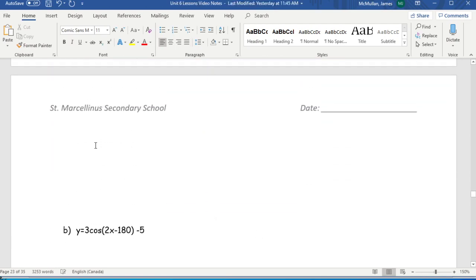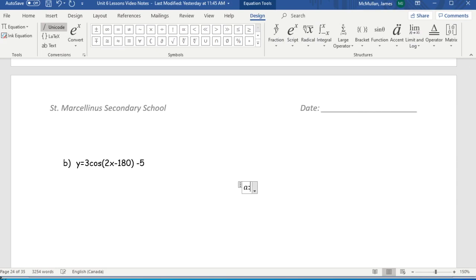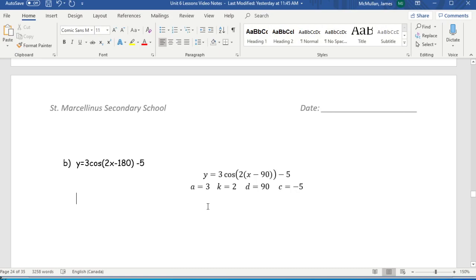Okay, we're supposed to do the same thing here, so let's quickly fire through that same task. So here, our A value is 3, our K value is 2, our D value is 90. Again, remember that you can't have it written in the format they have it here. Really, we should change this equation to 2 bracket x minus 90 minus 5, right? So that you can more easily see what's going on there.